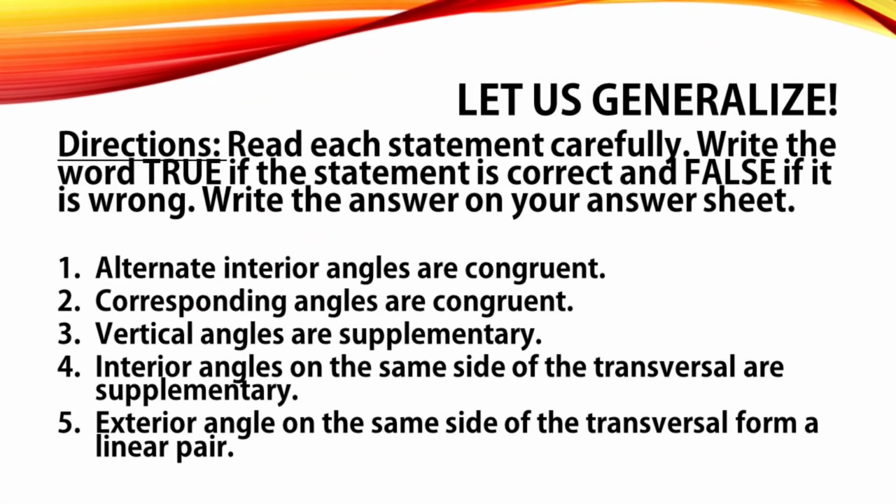To summarize what you have learned, you're going to read each statement carefully and write the word true if the statement is correct and false if it is wrong. Write your answer in your answer sheet. For number 1, is it true or false? Alternate interior angles are congruent. How about number 2? Corresponding angles are congruent. So continue reading the statement and then identify whether it is true or false.